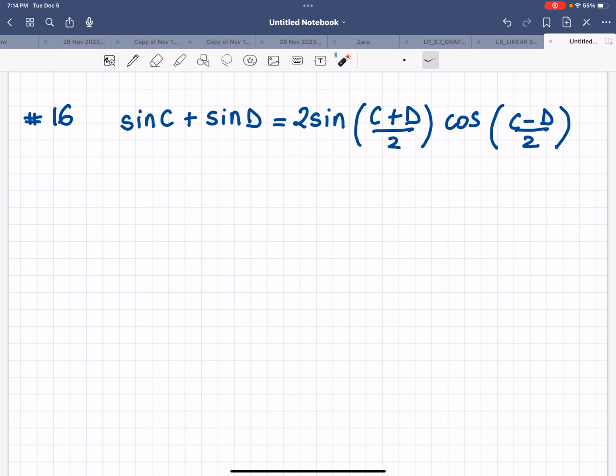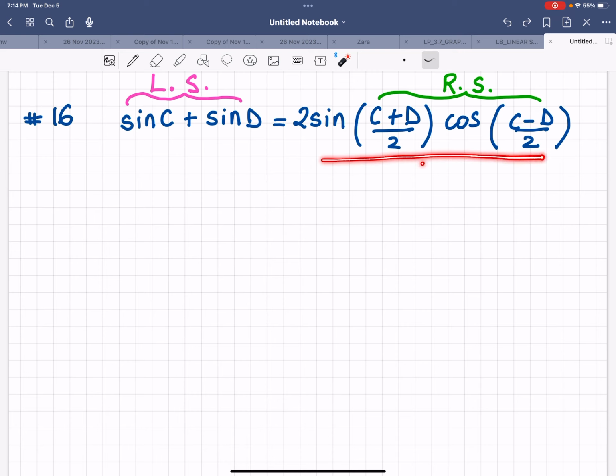Whenever I prove a trig identity, first I name the sides of it, so as the left side and the right side. Next, we have to make a couple of decisions. So please remember, before you make decisions, that when we prove identities, we prefer to work with one side of the identity and simplify it until we get to the other side.